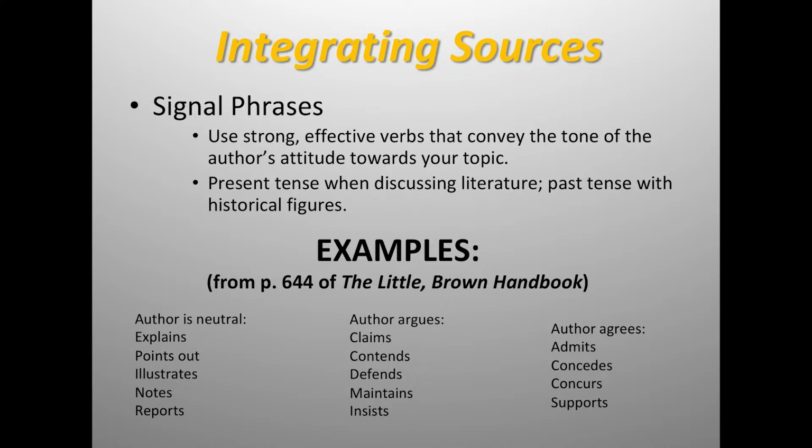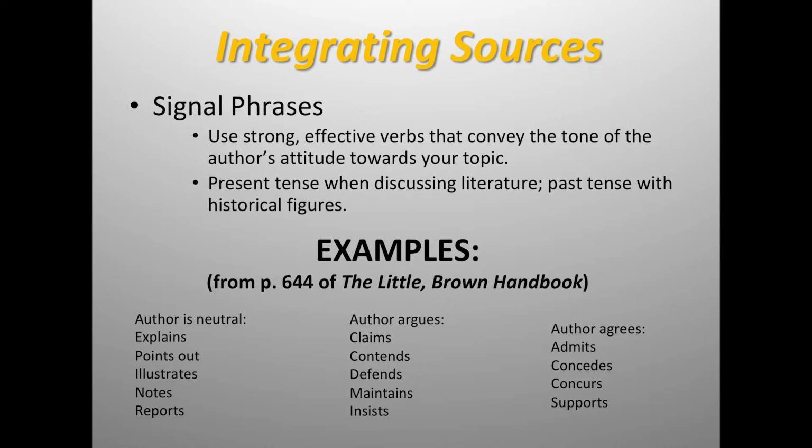I'm also going to be looking for signal phrases. Lots of students get stuck in saying so-and-so says, so-and-so states, so-and-so says, and you use the same signal phrase over and over. But you want to use strong, effective verbs that actually convey what the author is really trying to say about it. Are they really forceful about it? Are they defending a claim?